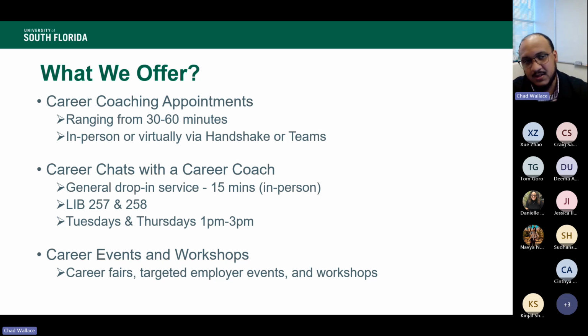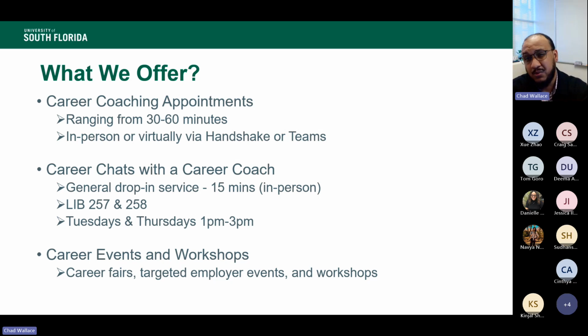So we have our career fairs where we invite a bunch of different employers. It's tailored towards industry specific, and we invite a bunch of different employers to attend the career fair, and they are actively wanting to connect and recruit USF students. We also have targeted employer events.